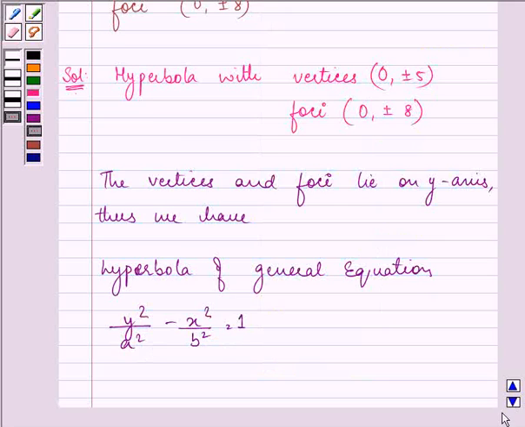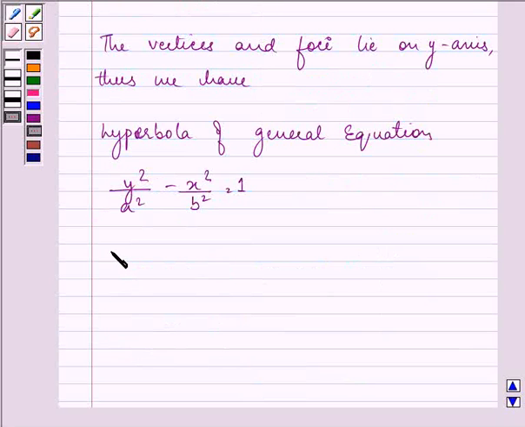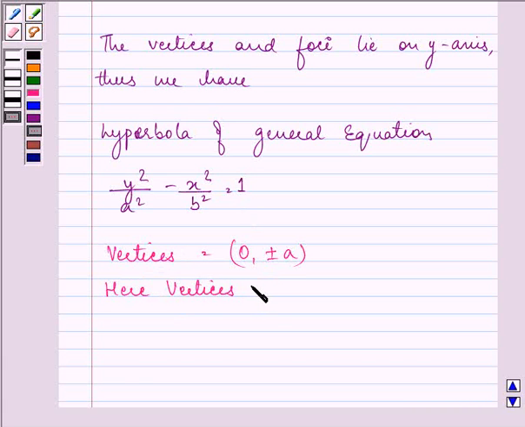Further, we know that in the hyperbola of general equation of this type, we have vertices as 0, plus minus a, and here vertices are 0, plus minus 5, so that means the value of a is equal to what? Exactly, it's equal to 5.